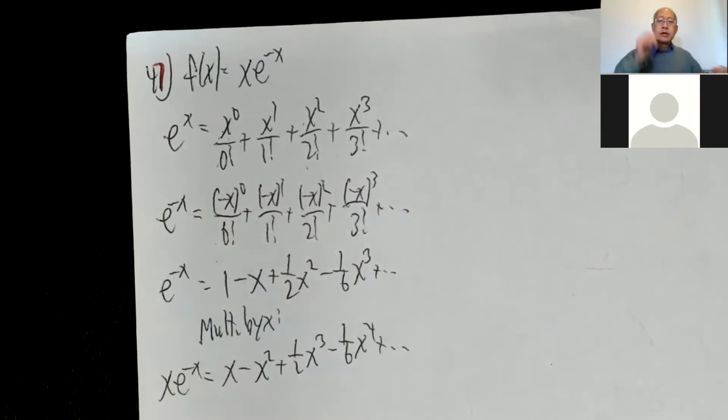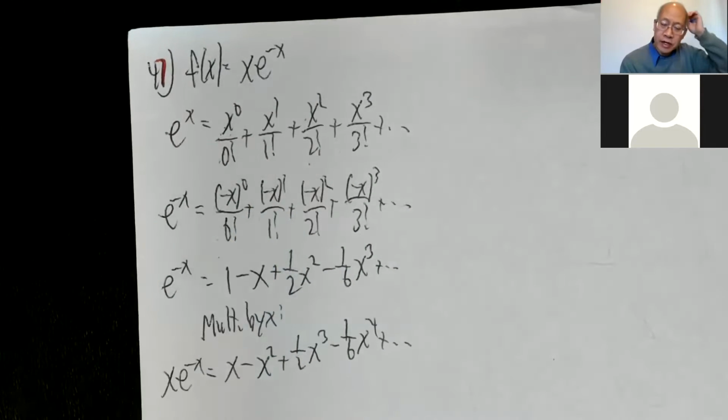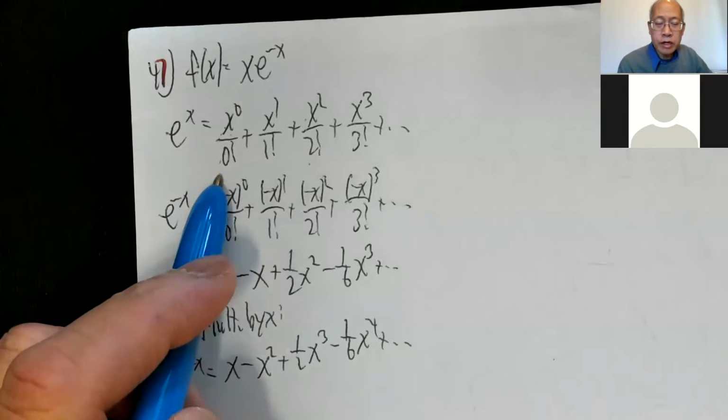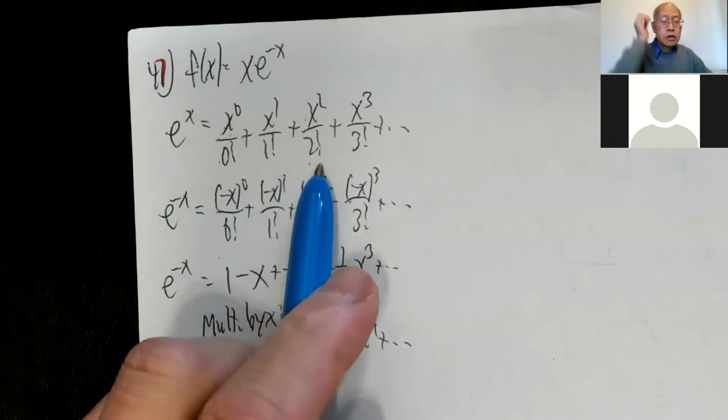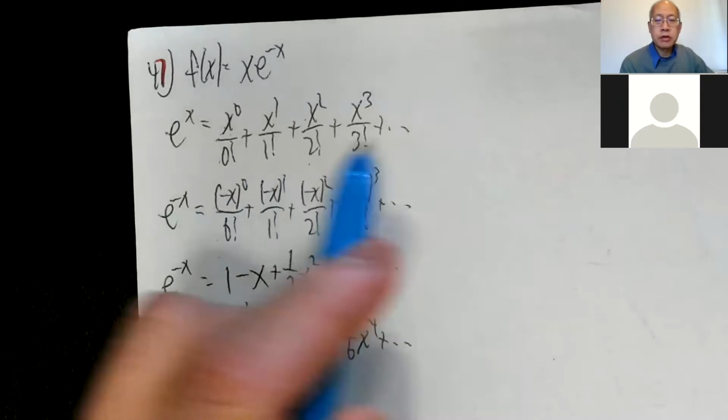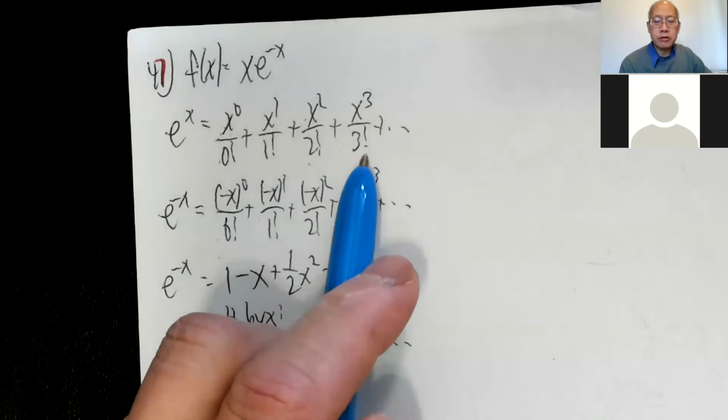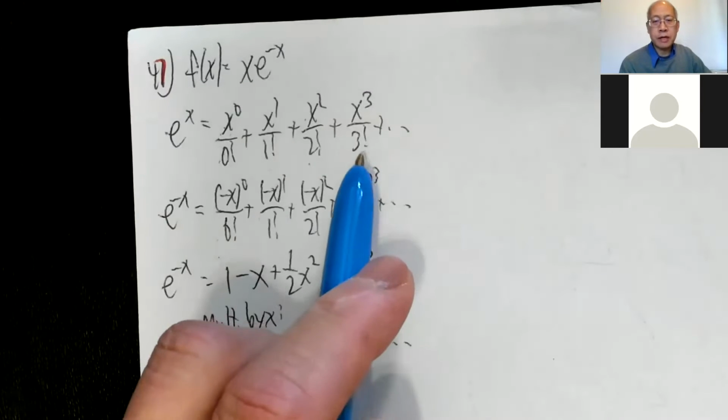Okay. And you should be somewhat familiar with the easier factorials. So 0 factorial is 1 by definition. 1 factorial is 1 by definition. 2 factorial is 2, 1 times 2. 3 factorial is 6, 1 times 2 times 3.